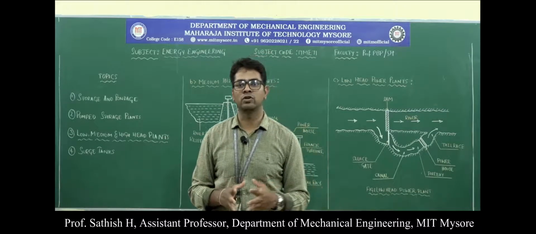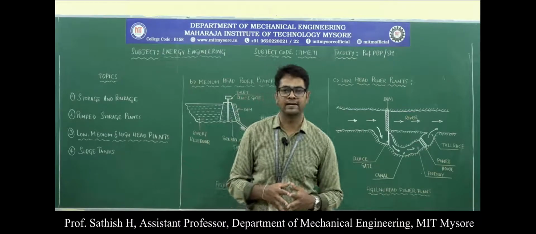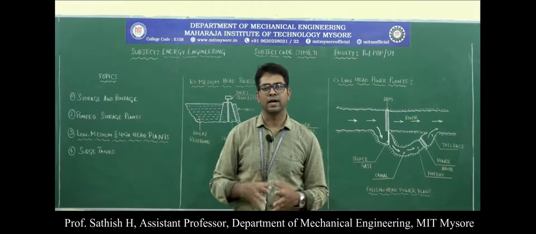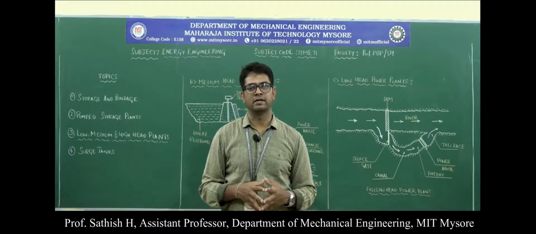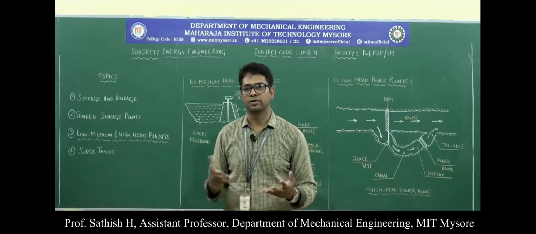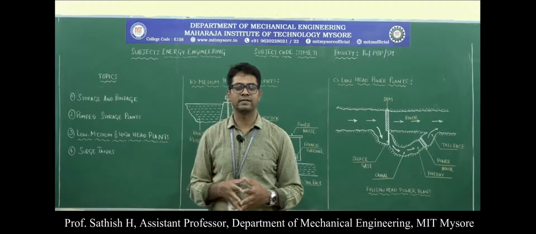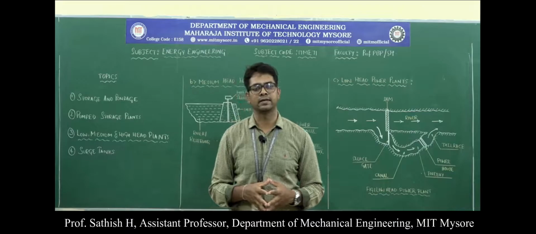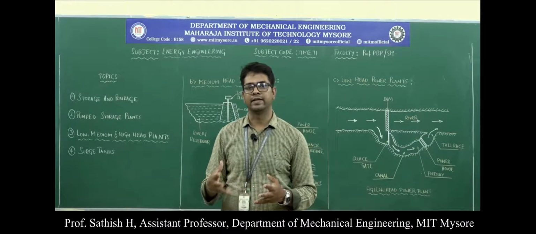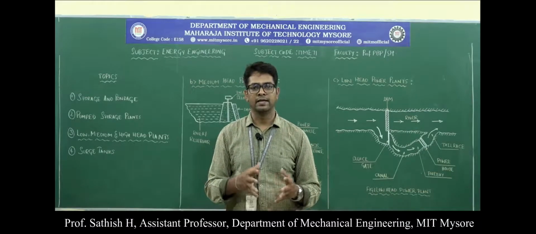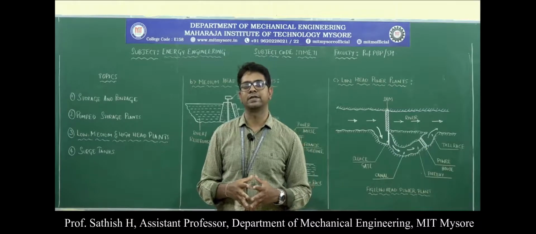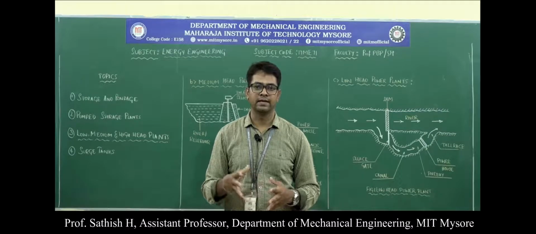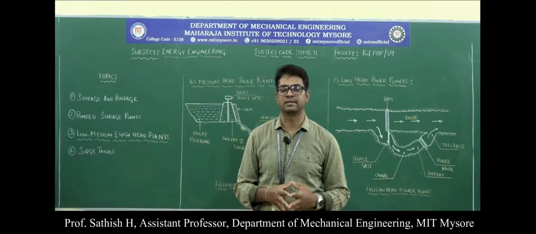So this is about the classification of hydroelectric power plants. Based on the heads, they are classified as high head, medium head and low head. In the case of a high head plant, the head available at the power plant is greater than 100 meters. In the case of a medium head plant, the head varies between 30 meters and 100 meters, whereas in the case of a low head plant, the head available is less than 30 meters.